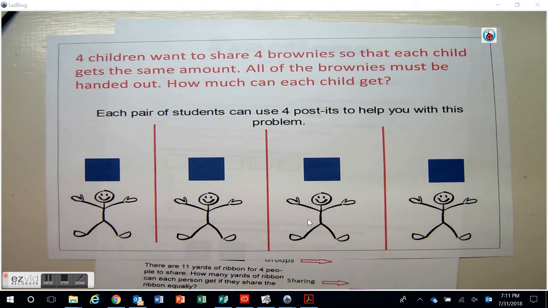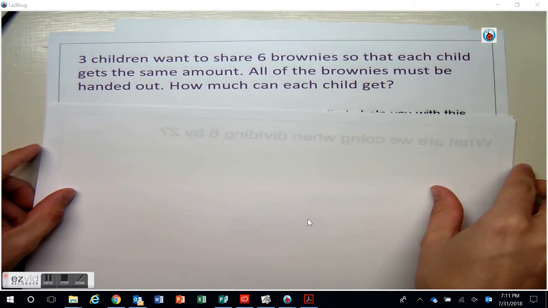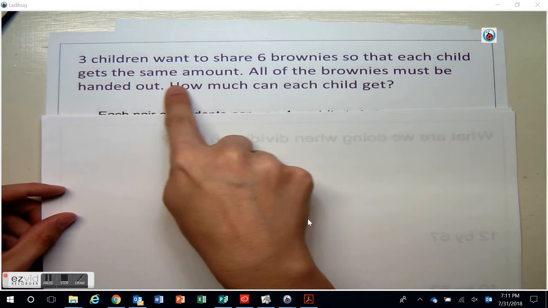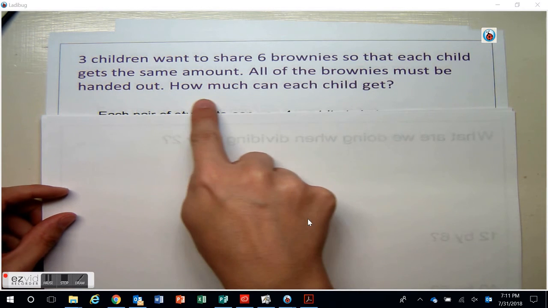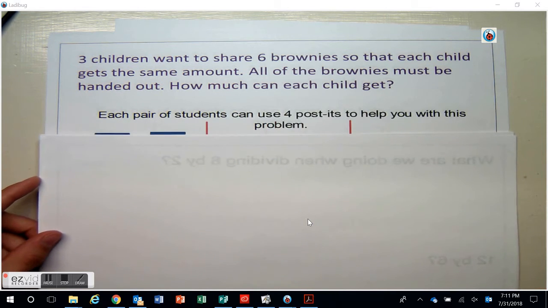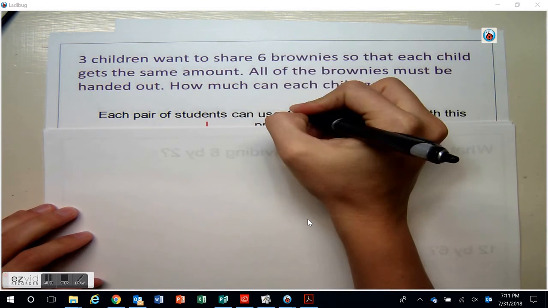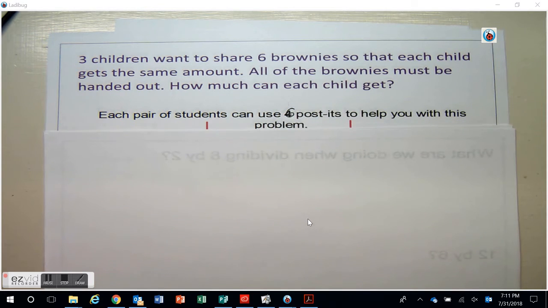Let's think of another problem. Clean up my brownies. And let's say that 3 children want to share 6 brownies so that each child gets the same amount. All of the brownies must be handed out. How much can each child get?